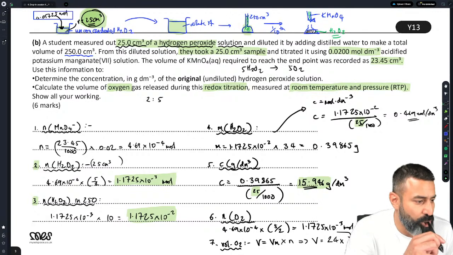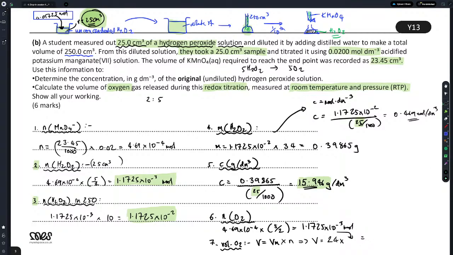Yeah, is it 0.02? I'm still here. I just thought I'd show you. I think it comes out to 0.0281 decimeters cubed.